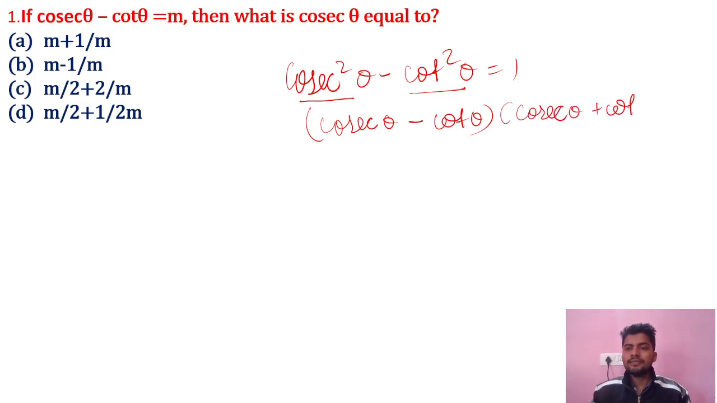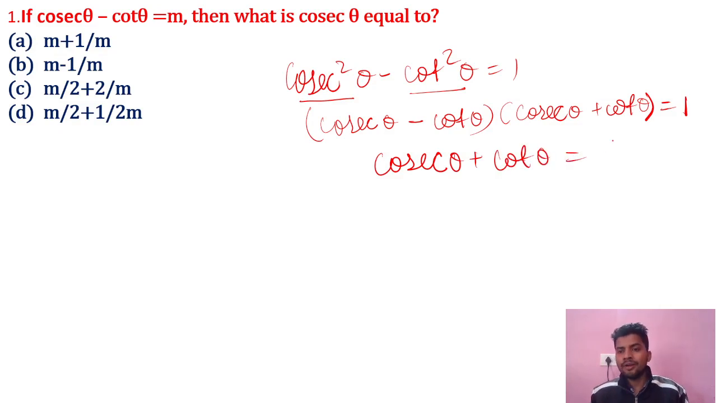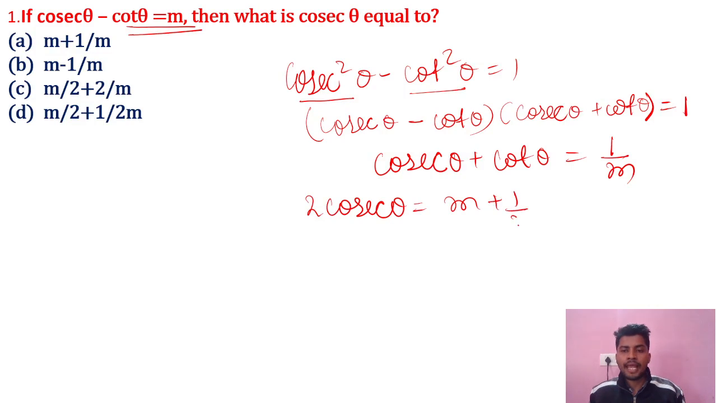Okay, we will get this equal to 1, and we have this value m. So what will we be left with? We will be left with cosec theta plus cot theta is equal to 1 upon m, as m goes to the RHS. So cosec theta plus cot theta is 1 upon m and cosec theta minus cot theta is m. When we add these two equations, we get 2 cosec theta equal to m plus 1 by m, and cosec theta will lead to m by 2 plus 1 by 2m. Okay, let's move to the next question.